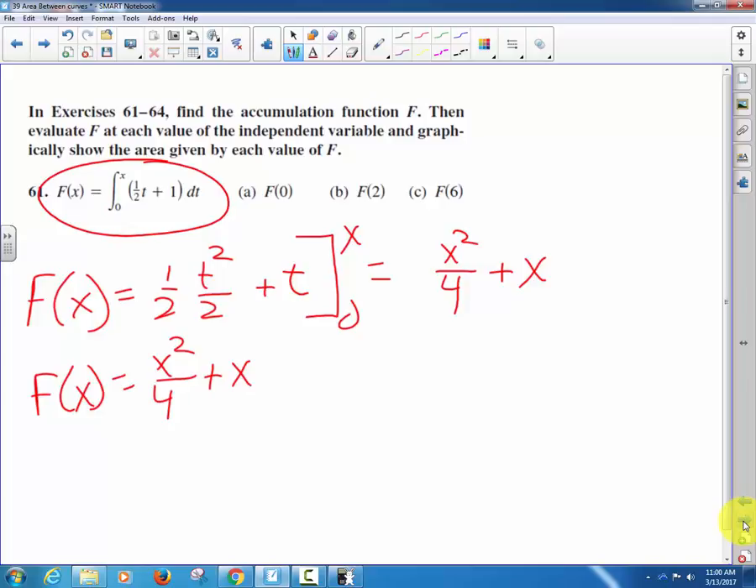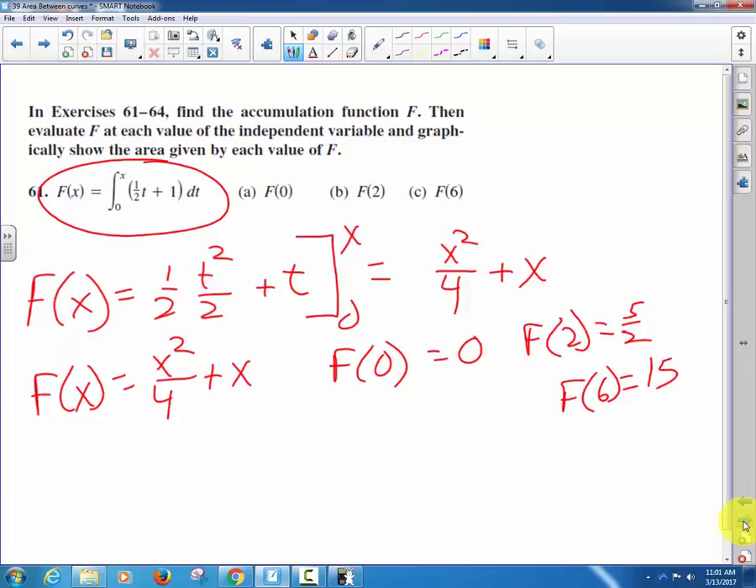Evaluate f at each of the independent variables. What does that mean? Right. Is that hard to do? F of 0 is 0. F of 2 is a half plus 2 is 5/2. And f of 6 is 36/4, which is 9 plus 6 is 15.